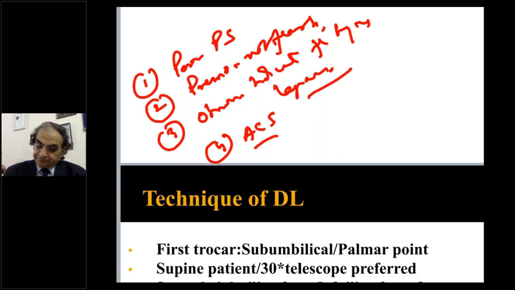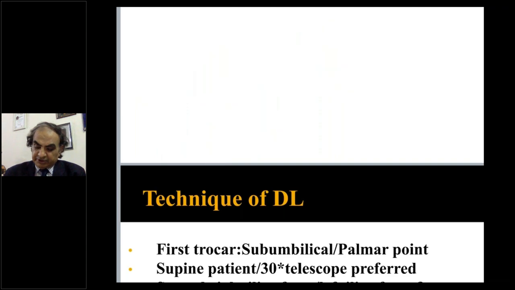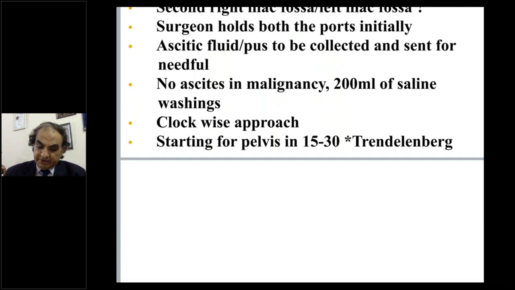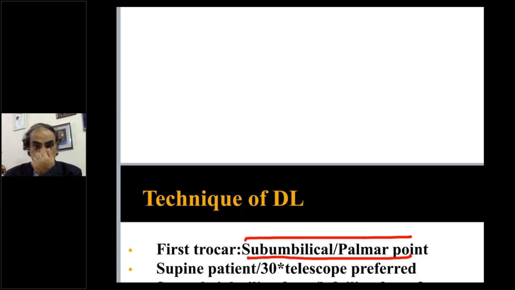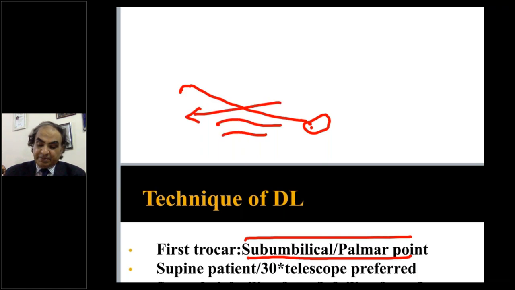How do you do it? Now, the technique of diagnostic laparoscopy, partly I've covered, but I'll cover it. First port is at the subumbilical or Palmer's point, which I have discussed. You can also have supraumbilical if you're going to the lower part. Supine patient. And remember, when I'm going to see the pelvis, what will be the position of the patient? Trendelenburg. Because I want to see this, bowel should come down. And when I'm seeing the upper part, what will the position be? Reverse Trendelenburg.